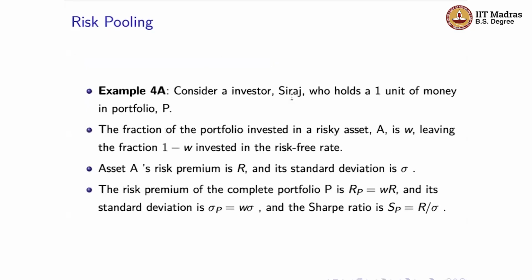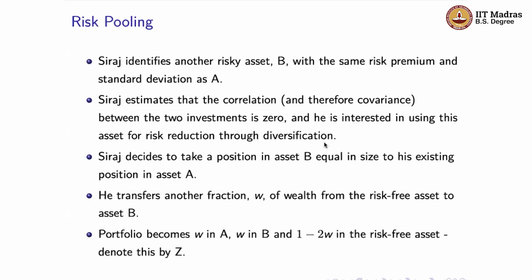So remember, he had invested a fraction W in A and 1 minus W in the risk-free asset, right? And now what he's going to do is invest an additional fraction W in this asset B, and he's going to fund that by reducing the fraction invested in the risk-free asset. So earlier the fraction invested in the risk-free asset was 1 minus W. Now he's going to invest 1 minus 2W in the risk-free asset, W in B and W in A. So let's denote this portfolio by Z. Okay, so this new composition. So what do we know about the risk and the Sharpe ratio of this portfolio Z?